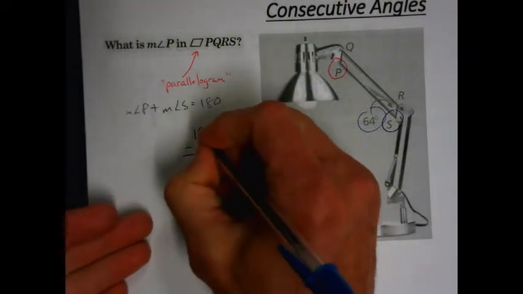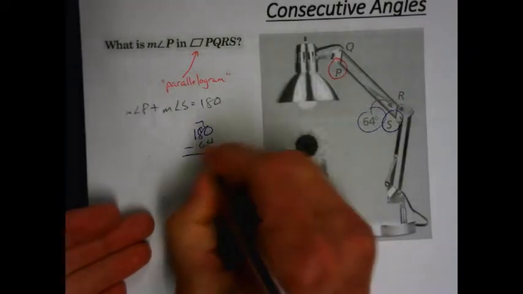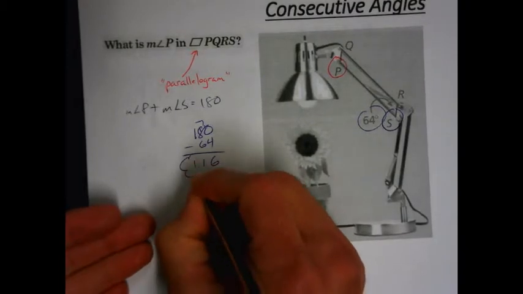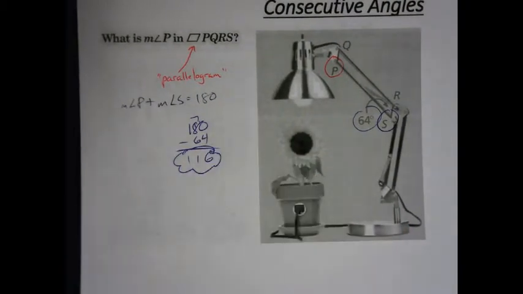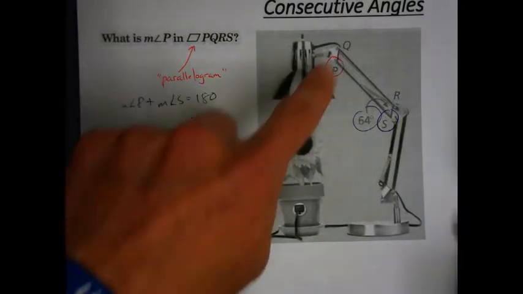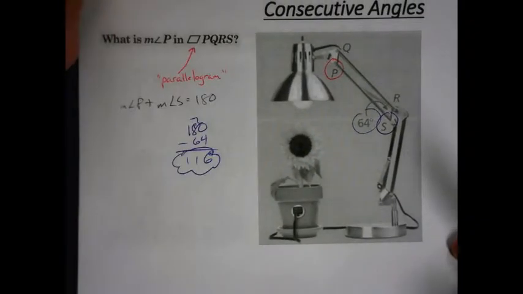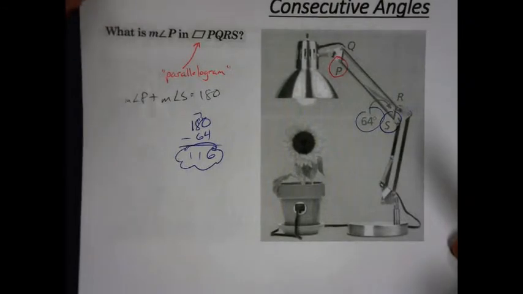Okay, so all we got to do is that, and you should have this by now, but I'm just catching up to you. So we'll get 116 degrees would be the correct answer for that. And that's what consecutive angles mean. They're right next to each other. Okay, so let's do another one. More practice now.